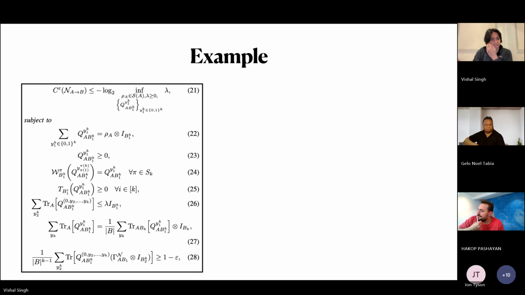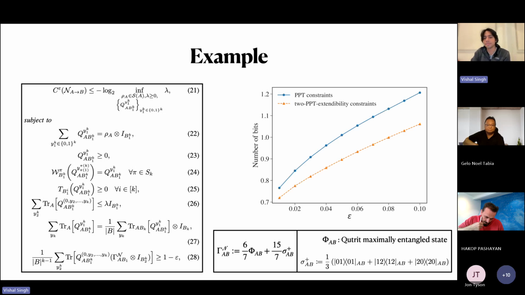We eventually find this SDP, which does not look very nice, but indeed we can compute it. At least personally, I've done it for k equals 2 and 3, but I can't go to k equals 4 because, as you can see, the SDP scales exponentially with k, which makes it very bad for going to higher k.